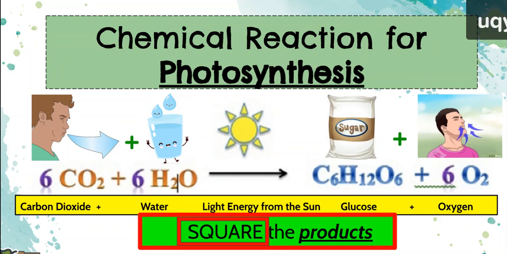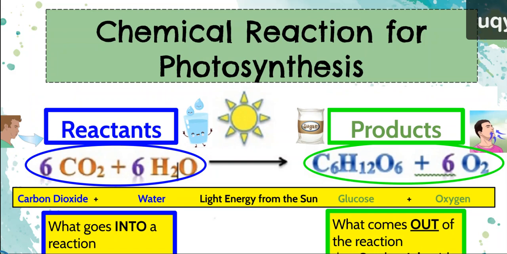Where would you find the products, on the left or the right? If you said the right side, you would be correct. The right side of the equation is what comes out. So for example, in photosynthesis, it produces sugar and oxygen. These are the products. The left side is what goes in, reactants, and the right side is what comes out, products.